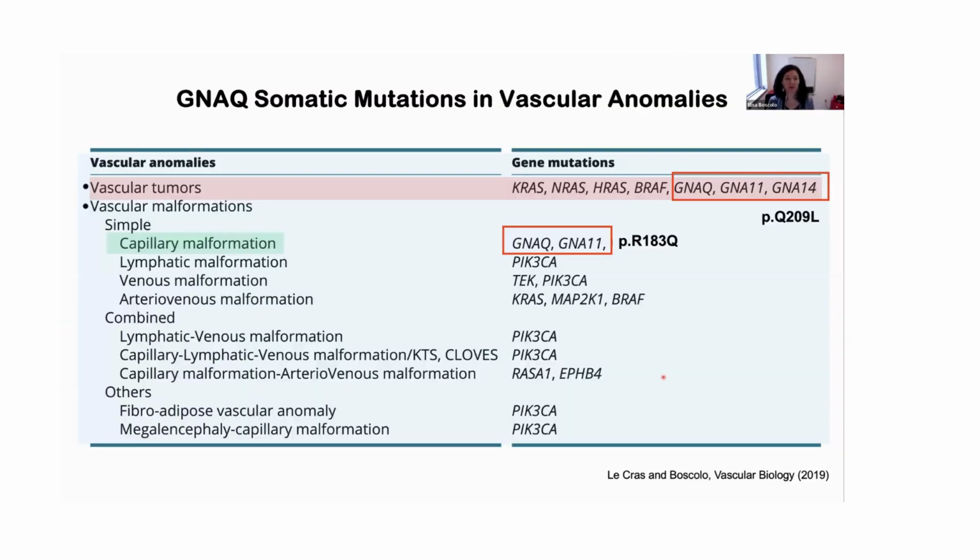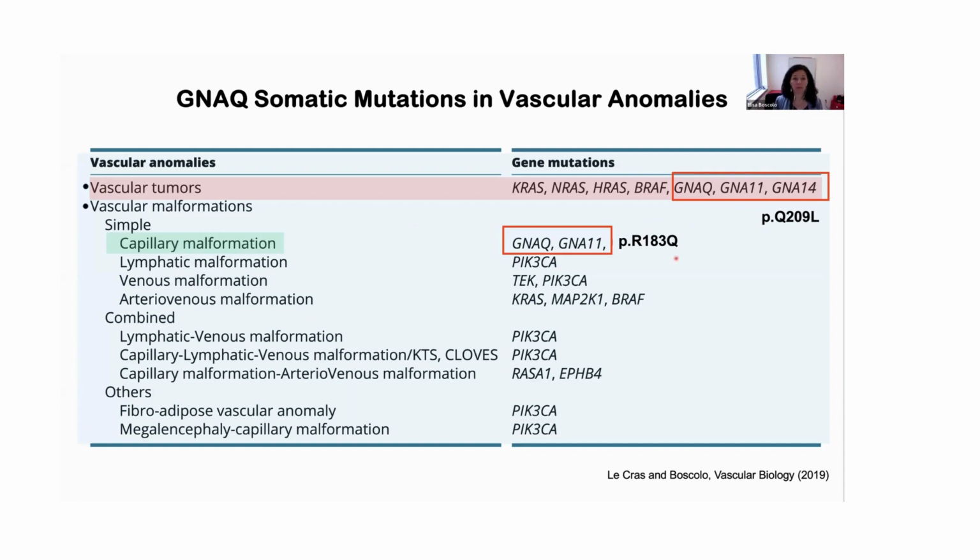Before I move on, I really want to specify that what we're working on at this point are vascular tumors with the mutation in GNAQ or GNA11 and 14, which are highly homologous genes. And I want to clarify that there are two types of vascular anomalies that are associated with GNAQ mutations, which are vascular tumors on one side and vascular malformations, namely capillary malformations.